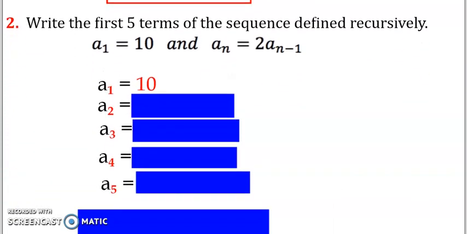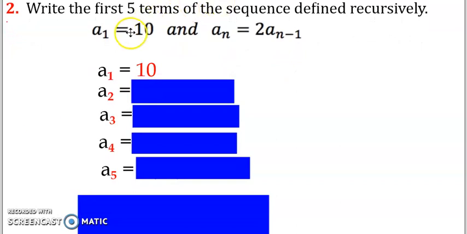All right, next one. Here we have a recursive formula. I want the first 5 terms. Given that we're starting, first term is at 10, and the pattern here is 2 times a sub n minus 1. I know there's not a little multiplication dot listed in there, but if you want to put a little times symbol in there, by all means go for it. So you're going to take whatever the previous term was, you're going to double it.